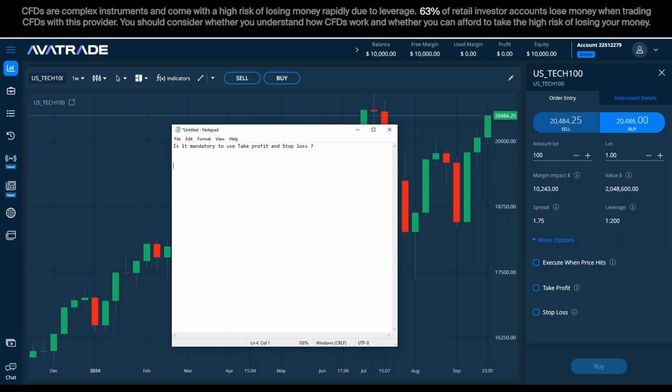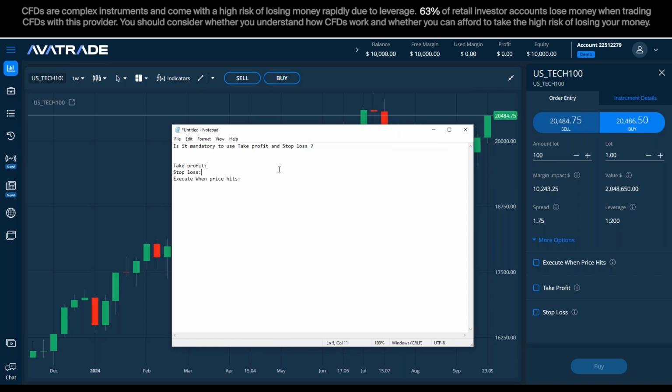And also let's quickly learn what stop loss and take profit are. So we have take profit and we have stop loss, and we're adding here another pending order, execute when price hits. Okay, the way that this works is very simple. This one opens the position on the targeted price.